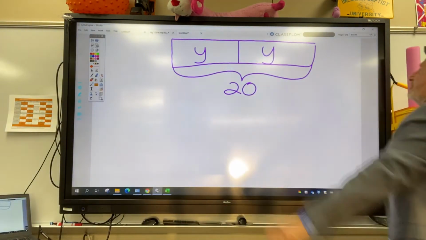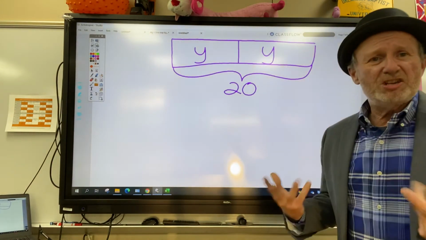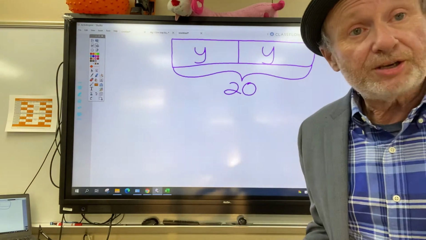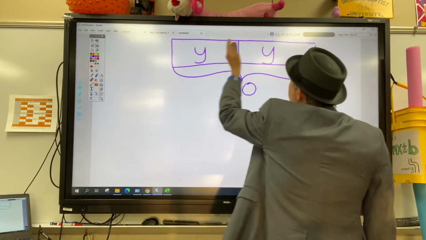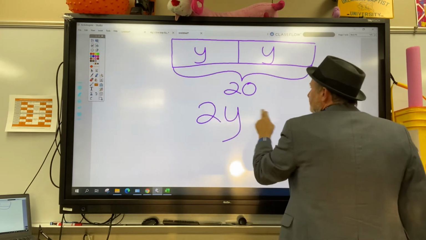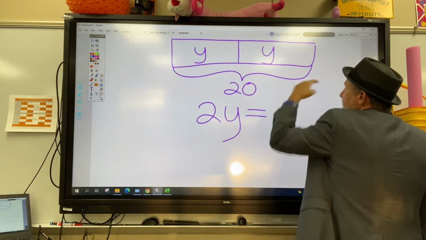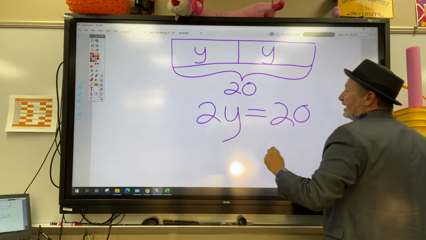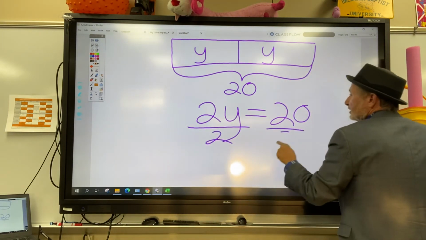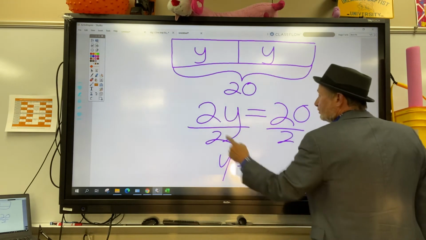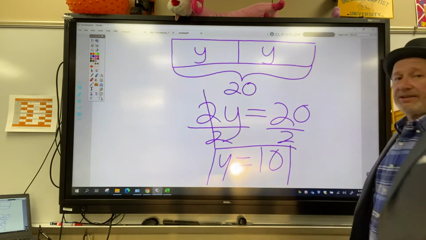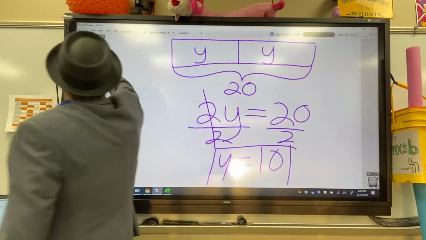Oh, I'm looking at this and I don't see any like plus numbers. It's just y and y. So what do I do? Well, 1y plus 1y is 2y. 2y equals what? Well, the biggie is 20. Okay? Well, now it's just a one-step equation. 2, and y equals 10. Okay, good so far.